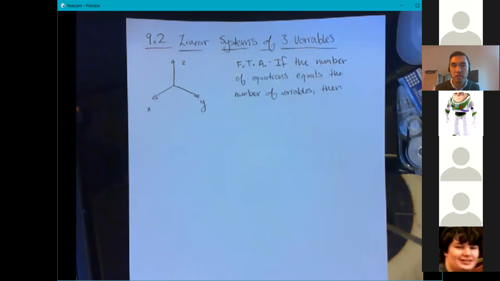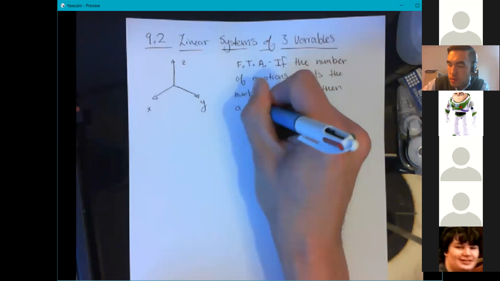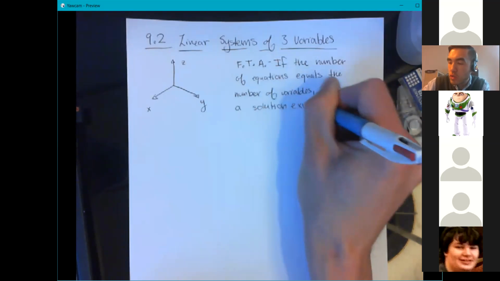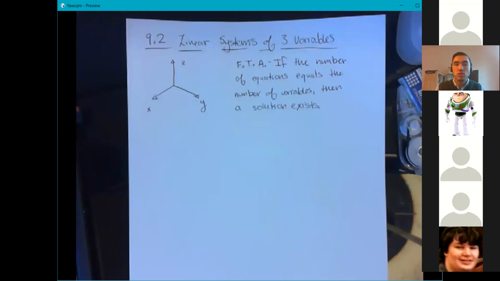In the last section, how many variables did we have? 2. And how many elements did our solution have? 2. We had an x and a y. What the fundamental theorem of algebra says is that if the number of equations equals the number of variables, then a solution exists. It doesn't matter how many variables you have. You could have some sort of problem with 46 variables in it. So long as you can produce 46 unique equations and feed them to some kind of computer, that computer can locate the 46 value set that solves that system of equations, assuming one exists.